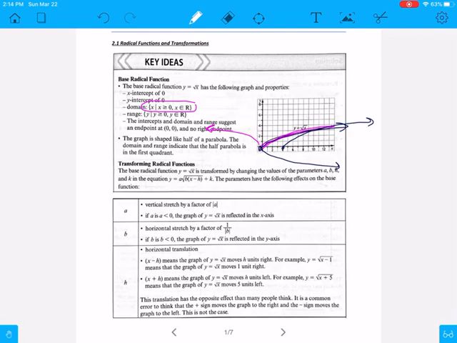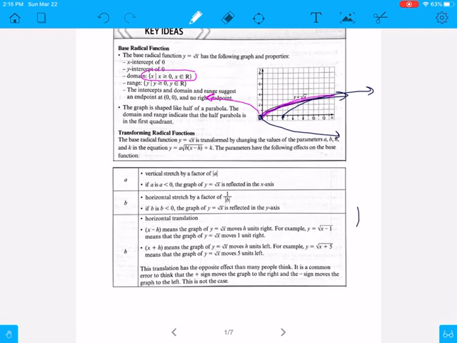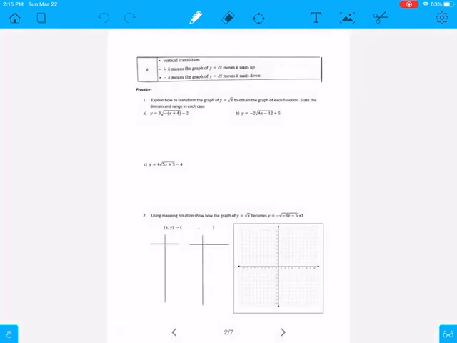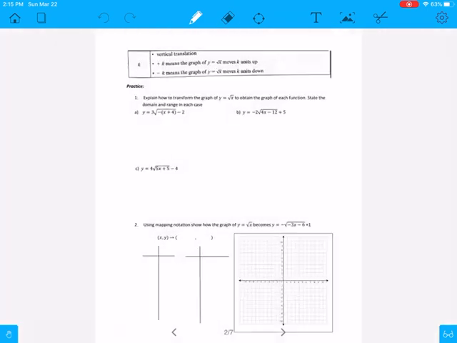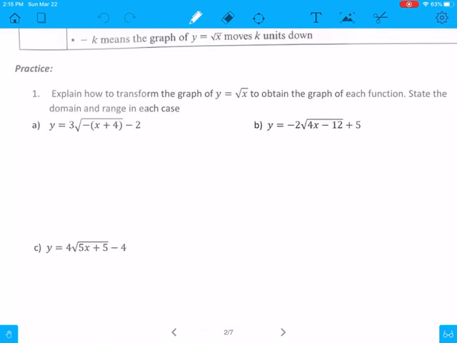Here on the list, you can read it yourself. It goes through how the transformations happen, but it doesn't change anything from when we did transformations before. So we flip to the next page. We have the equation here. It says, explain how to transform the graph of y equals square root x to obtain the graph of each function. State the domain and range in each case.